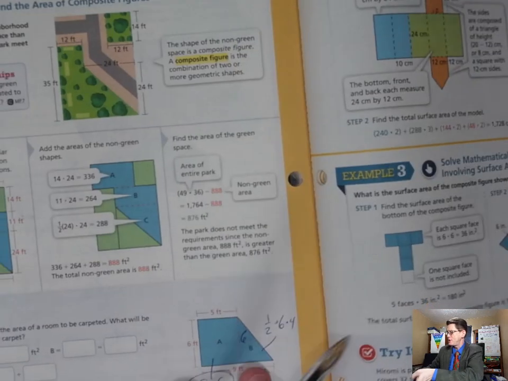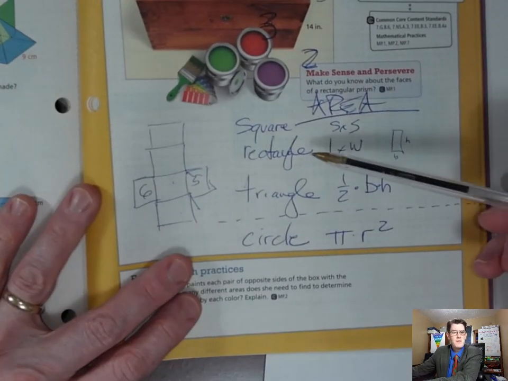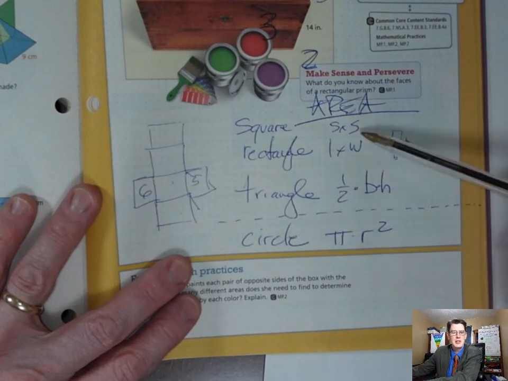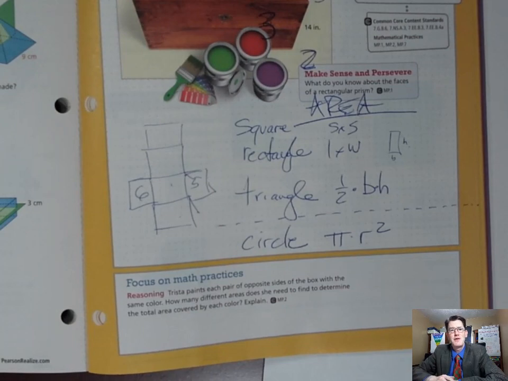As long as you know on surface area that you find the areas of the different shapes, and here's the equations for the different shapes, and then add them all together, you know how to find the surface area of something.